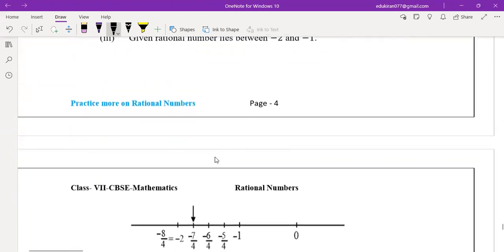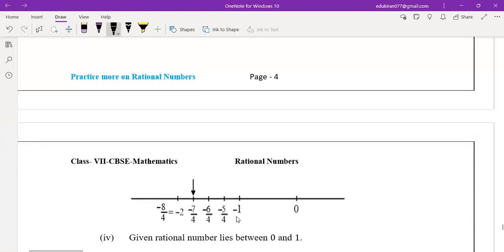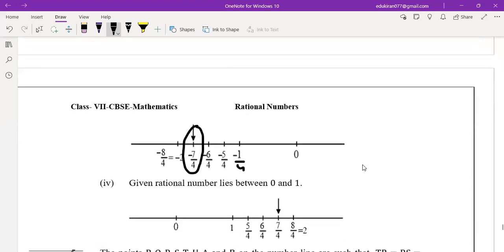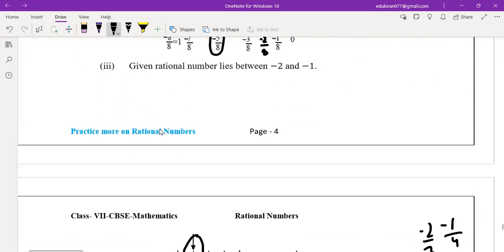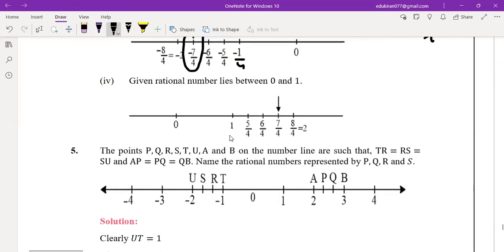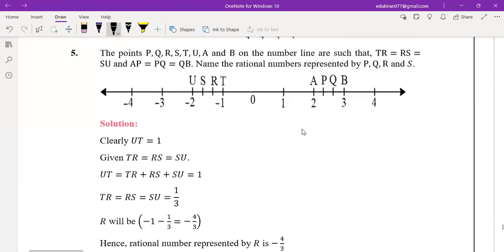Okay, now coming to the third one. Here, minus 1 by 4, then minus 2 by 4, 3 by 4, 5 by 4 till 7 upon 4, right? Then minus 1 upon 4, then minus 2 upon 4, like this. Now the fourth one says 7 upon 8. It's simple, right? 1 upon 4, 2 upon 4, 3 upon 4, 4 upon 4, 5 upon 4, like this. Clear? Yes, ma'am.